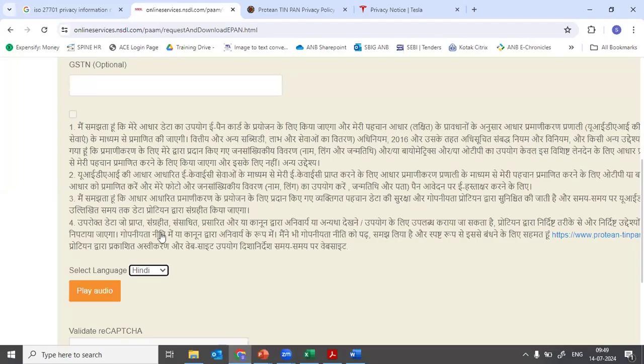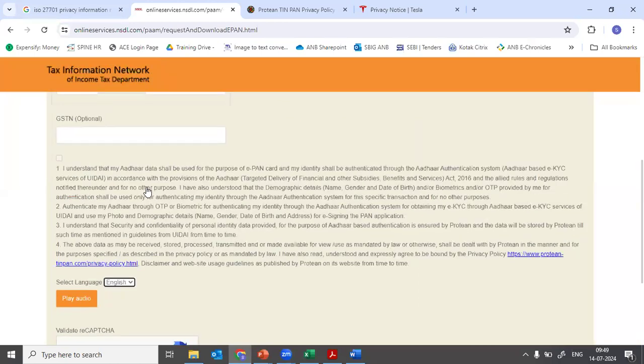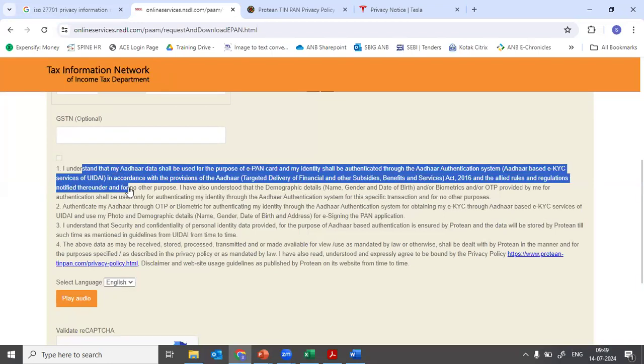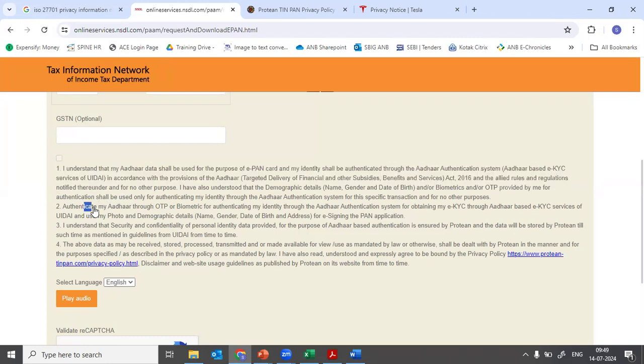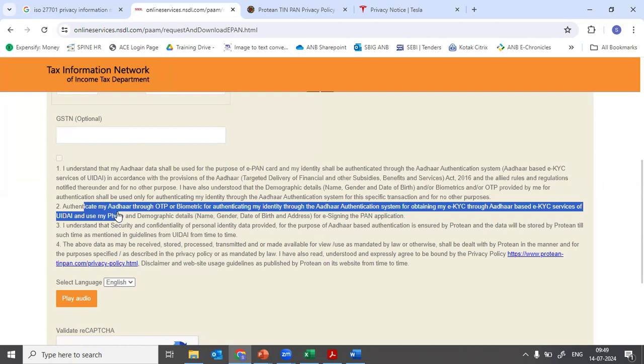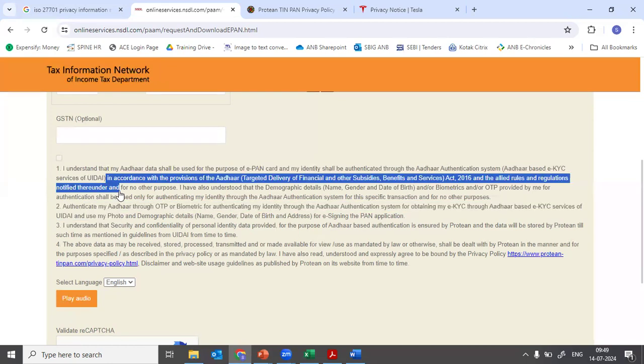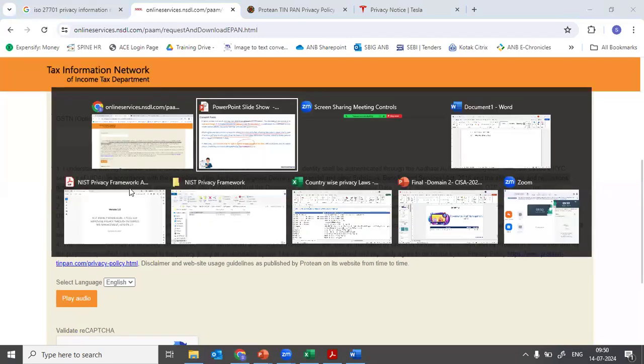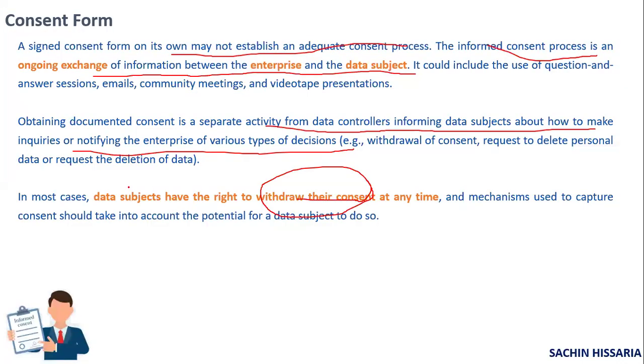Now let me tell you a few more things about consent. In the consent also, the organization will determine what the use of personal information will be and how that information will be used. Once you provide that information, how the company will use it, the purpose of collecting it, and the use of that personal information has to be documented in the consent form, okay guys. So this is about a consent form.